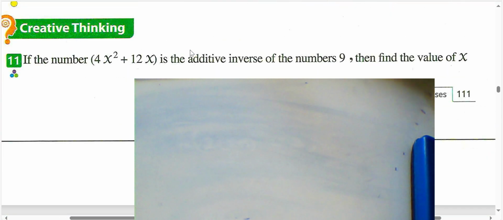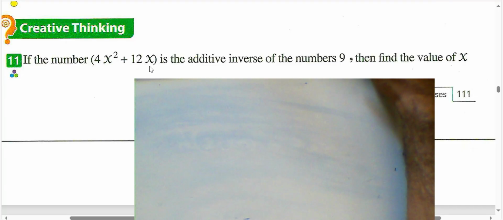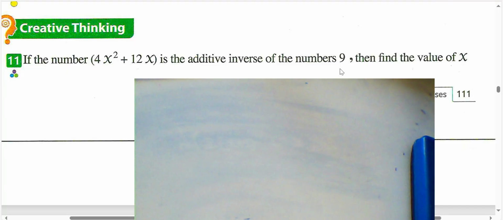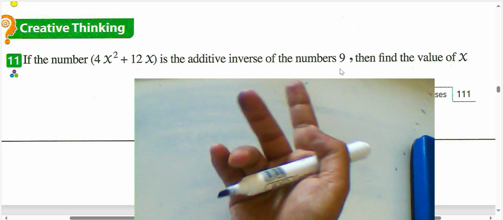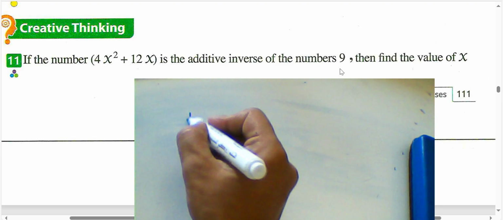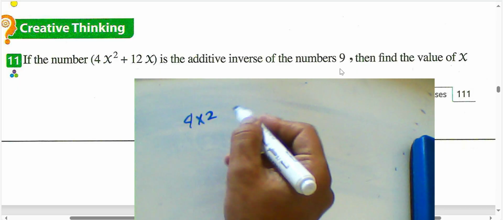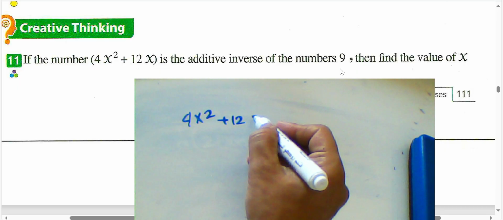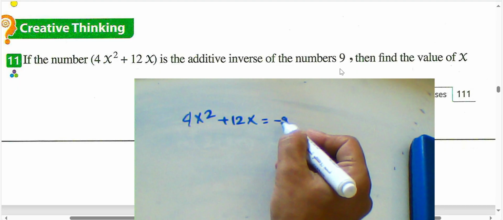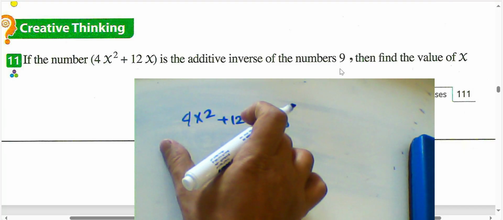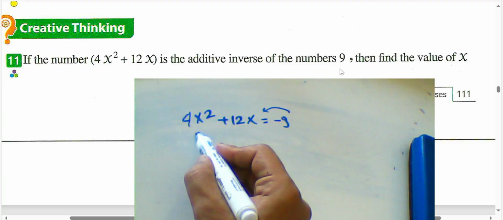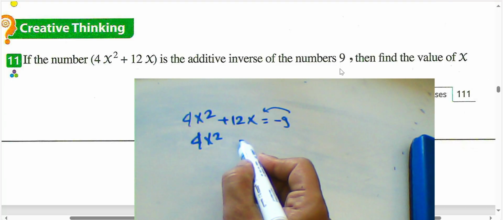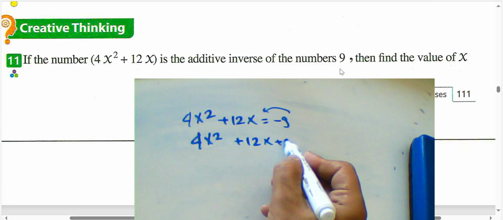Next question, creative thinking. If the number 4x power 2 plus 12x is additive inverse of the number 9, find the value of x. Additive inverse of 9 means this expression equals negative 9. Then 4x power 2 plus 12x equals negative 9, because it tells us in the example this expression is additive inverse of 9. We can move negative 9 here. Then we have 4x power 2 plus 12x plus 9 equals 0.